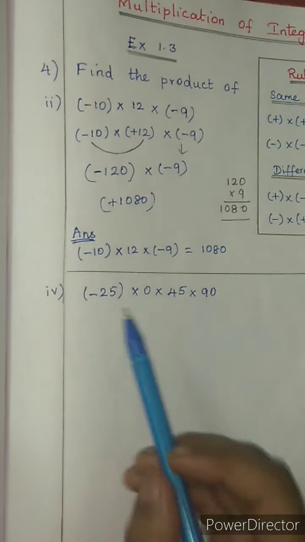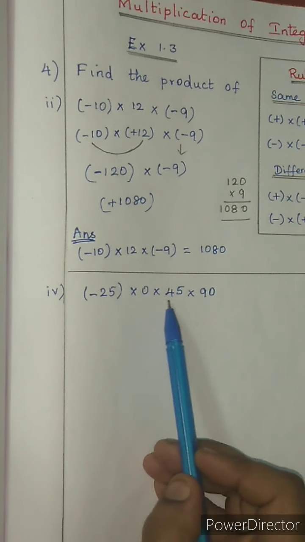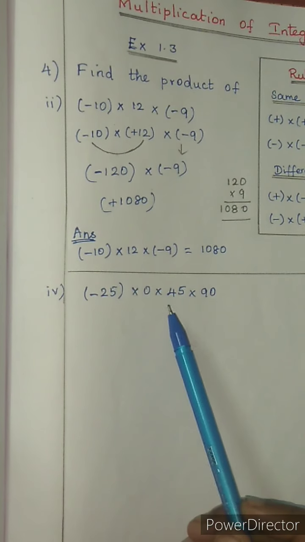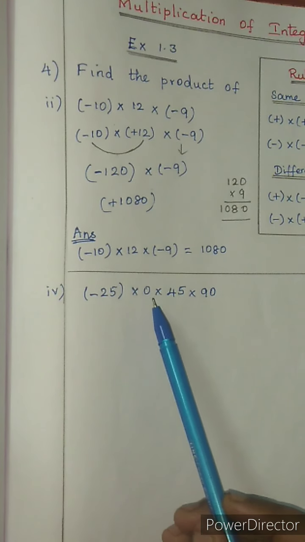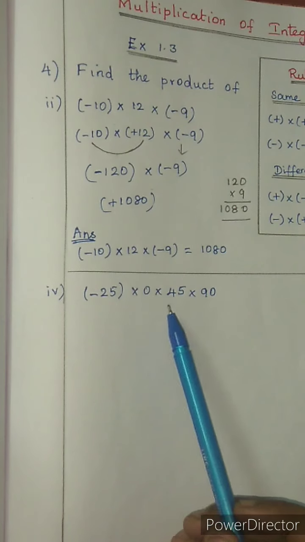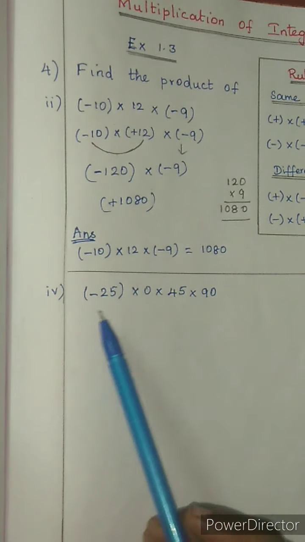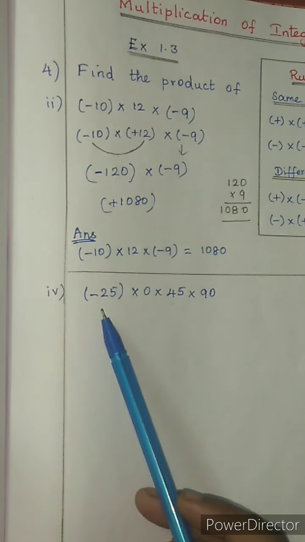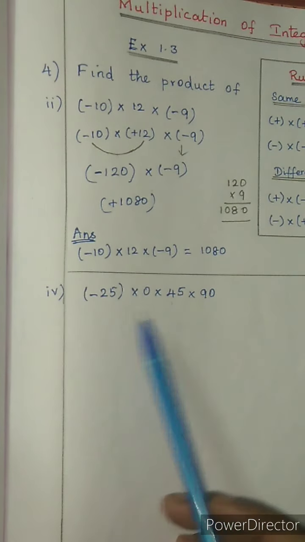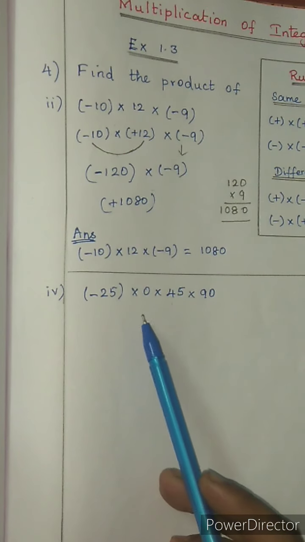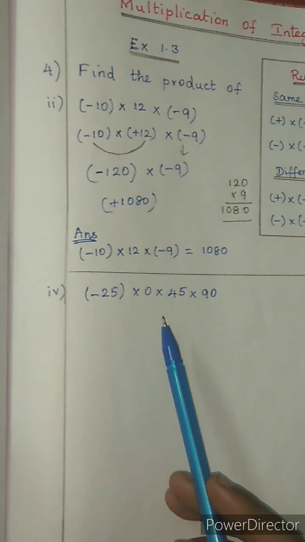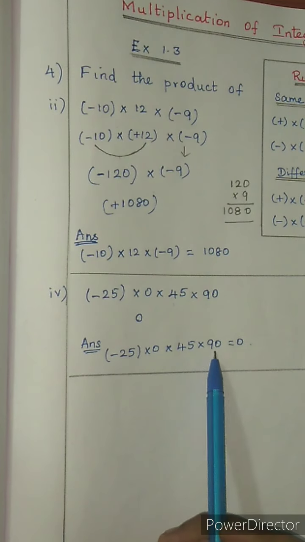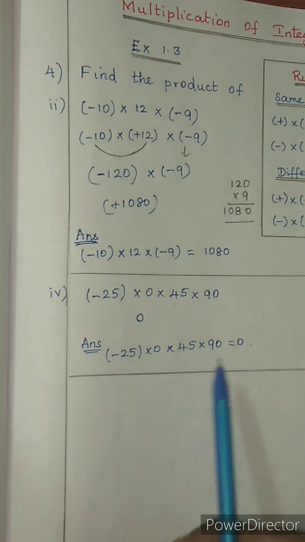Fourth subdivision, minus 25 into 0 into 45 into 90. We know that any number when it is multiplied by 0, their product remains 0. Here we need not waste time in multiplying these integers because these integers are multiplied by 0. So the answer remains 0. Answer, minus 25 into 0 into 45 into 90 is equal to 0.